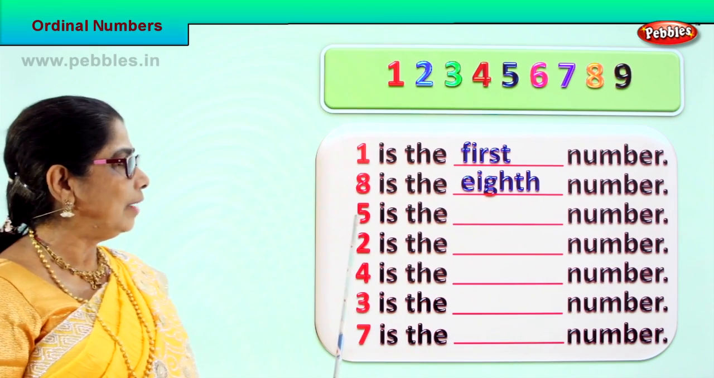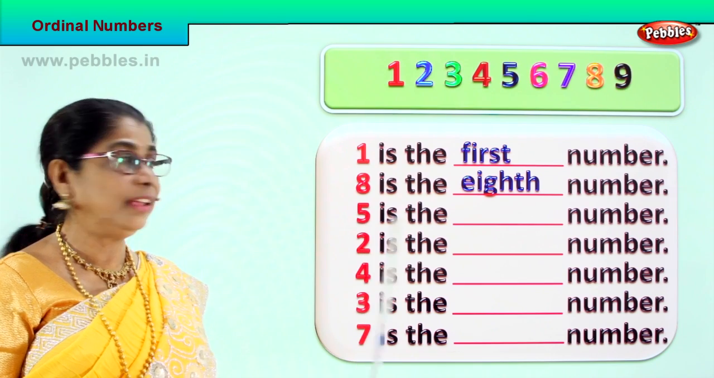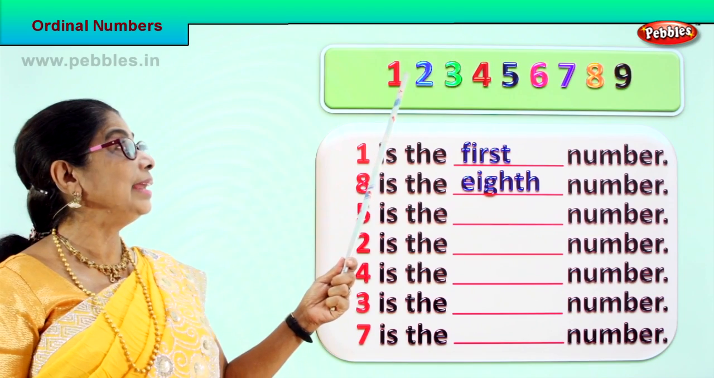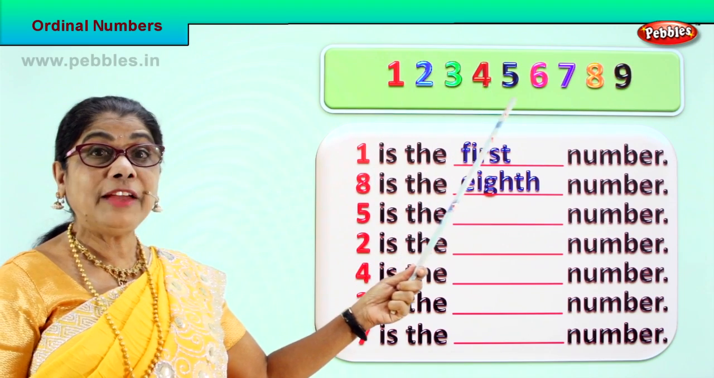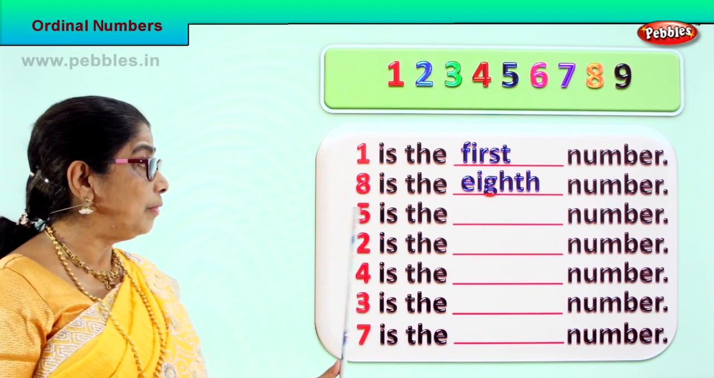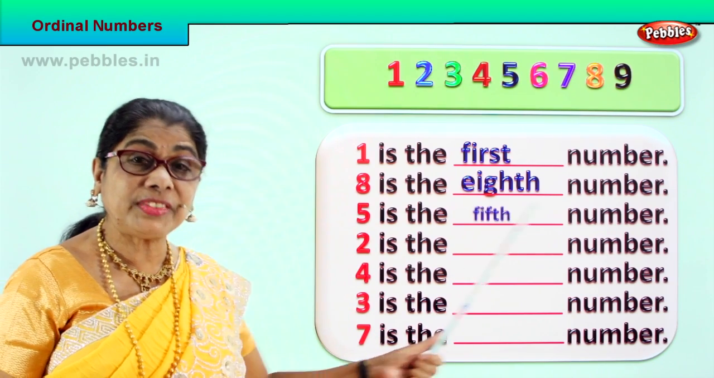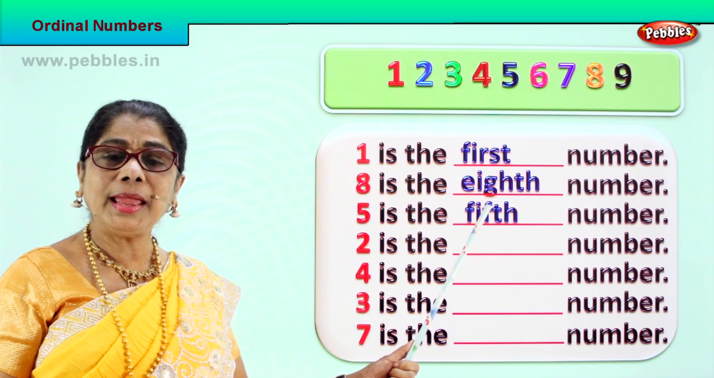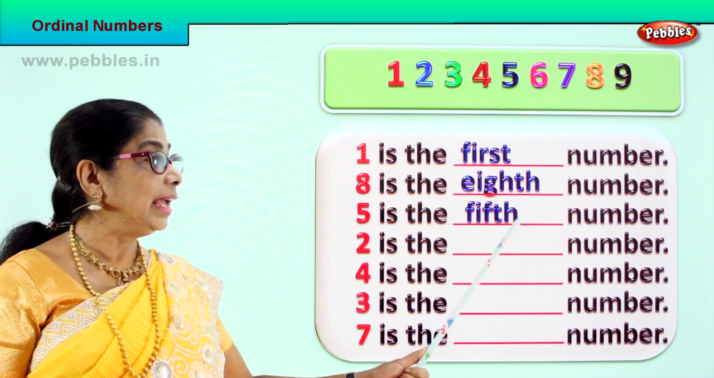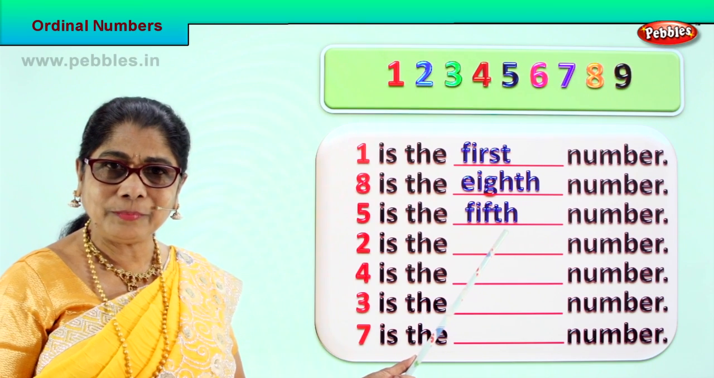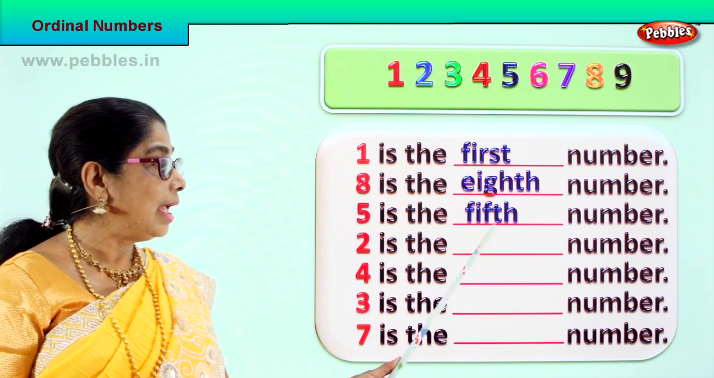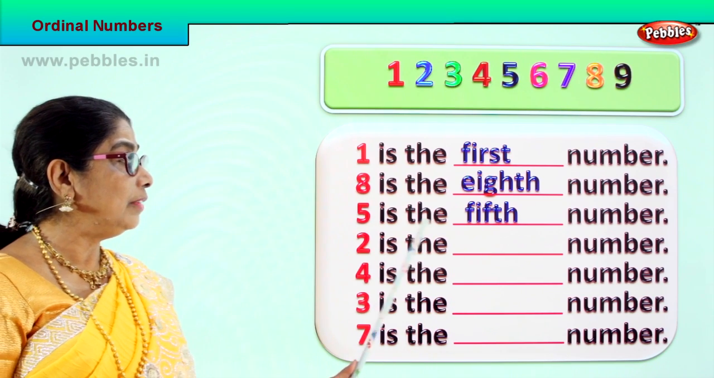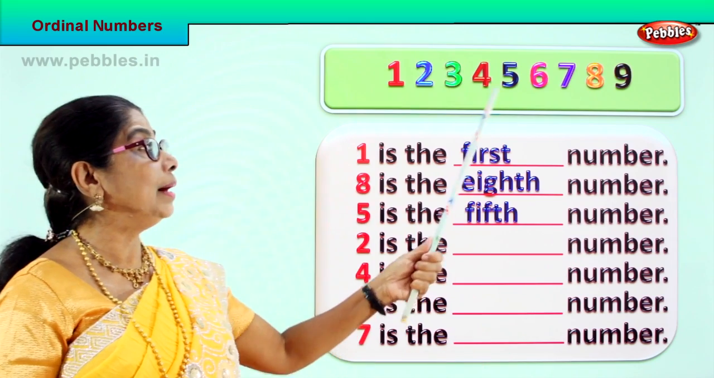Look, we have another number here. 5. Let's look at the position. First, second, third, fourth, fifth. Number 5 is the 5th number. Spell 5th. F-I-F-T-H. 5th. Say it again. F-I-F-T-H. 5th. Number 5 is the 5th number.